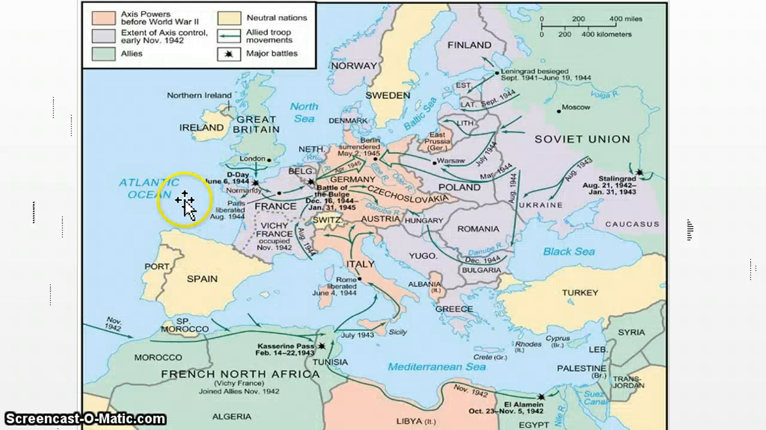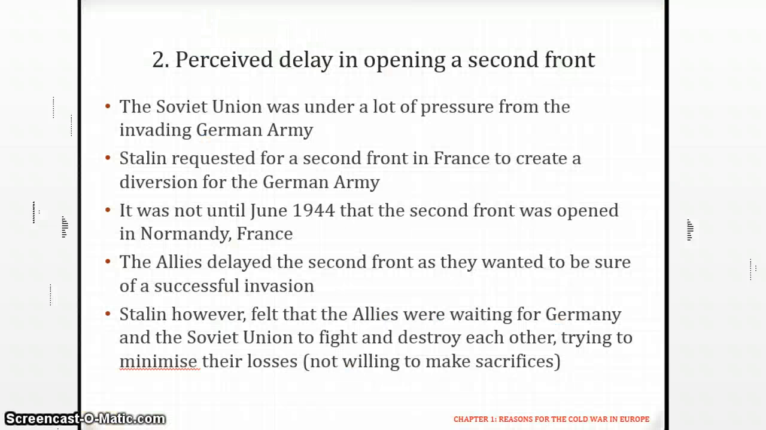If you can see this small little figure here. The 6th of June 1944 is the day in which they landed on the beaches of Normandy, that is in France, and then they started pushing the German troops back and eventually winning the war.